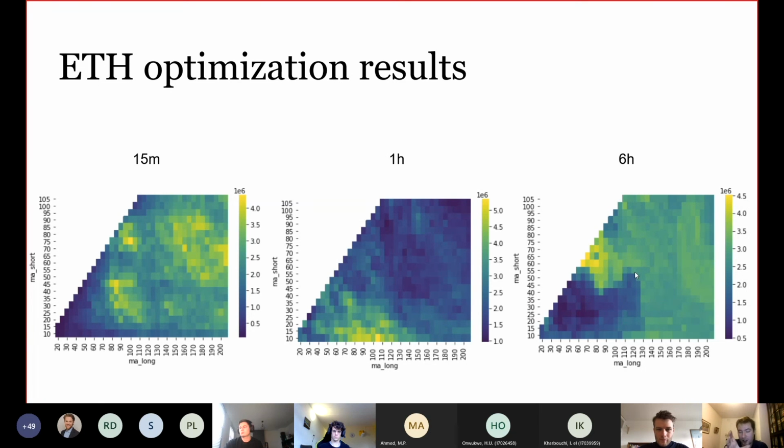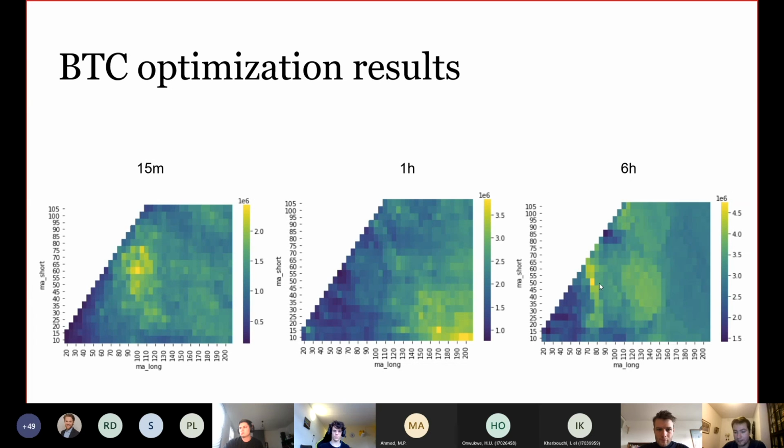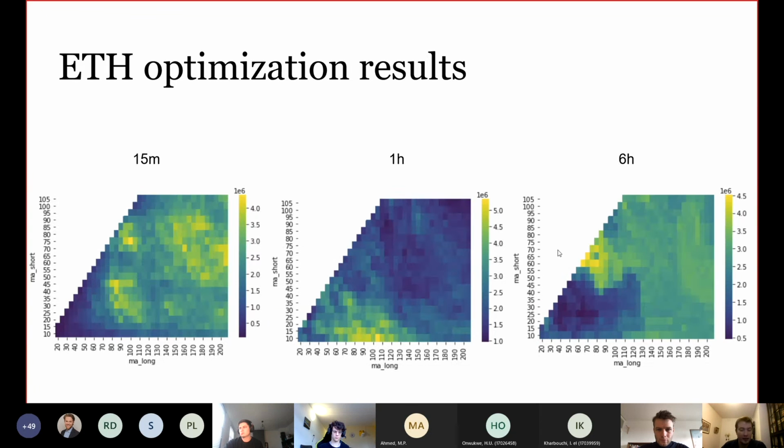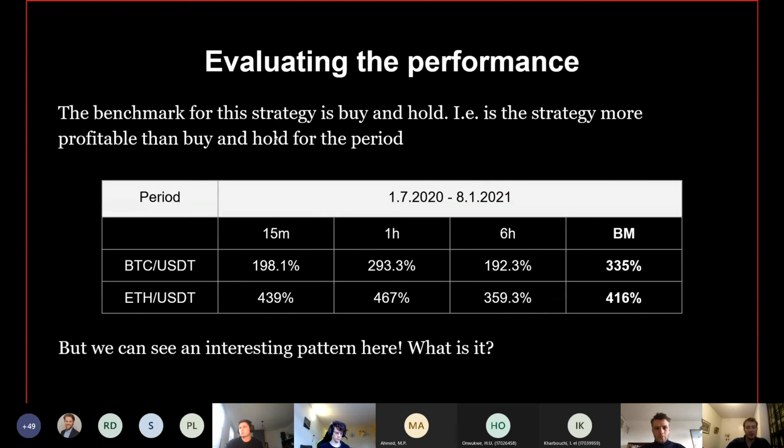The point is that just by looking at it visually, it makes sense. You know that putting it somewhere here makes sense. Whereas, for example, this is kind of in the BTC, in the optimized area, but it's still not as strong as here, for example. So, results. Let's just look at the simple moving average.